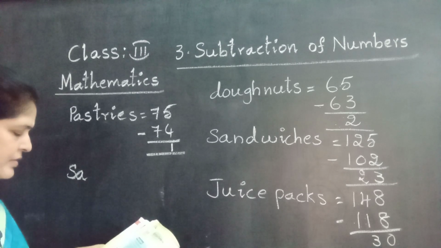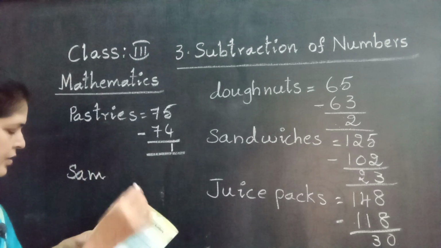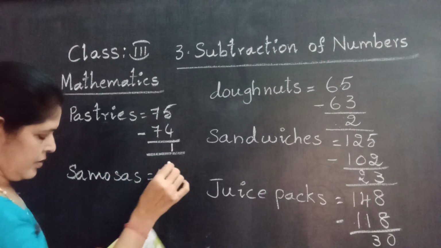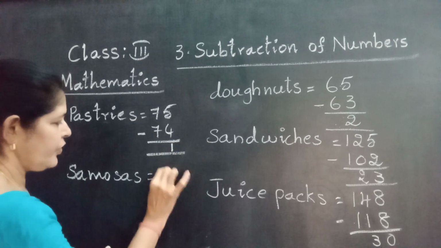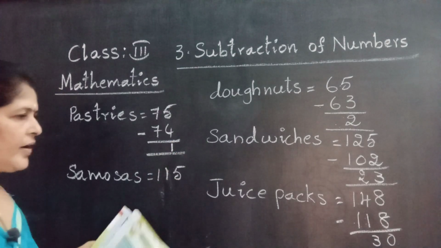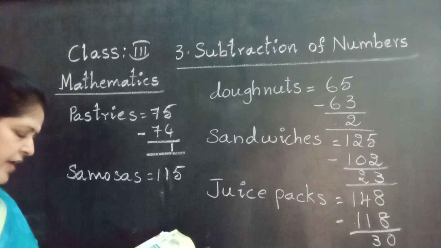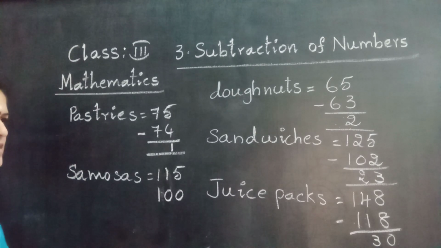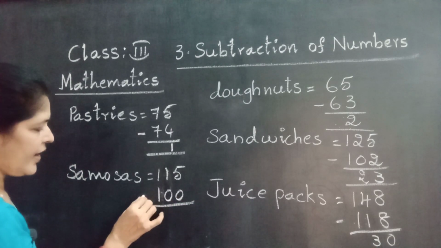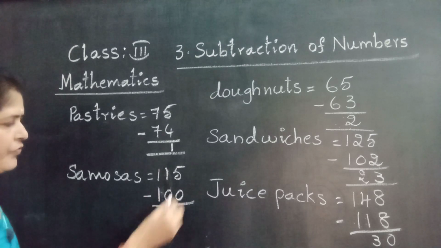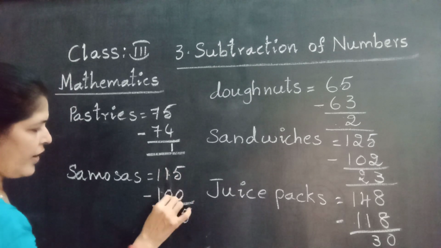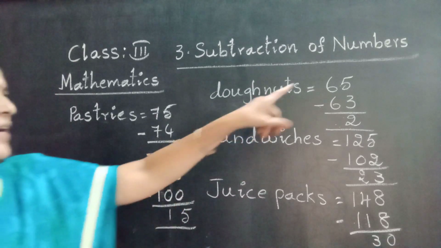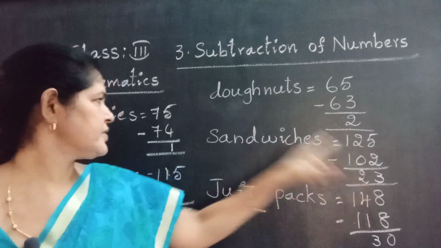How many samosas did she order for the party? 115. She ordered 115 samosas for a birthday party. How many samosas are eaten? 100 samosas are eaten. How many are left? 5 minus 0, 5. 1 minus 0, 1. 15 samosas are left.